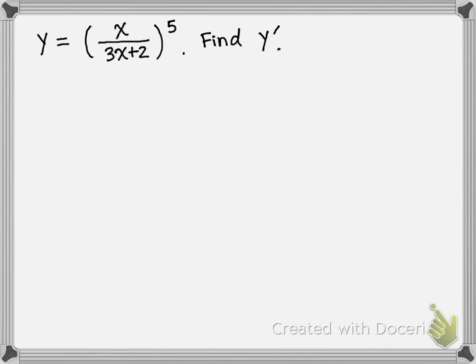So we have a function y equals x over (3x plus 2) raised to the 5th power. We need to find the derivative. The textbook explains how to use a combination of chain rule and quotient rule because we have a quotient here.